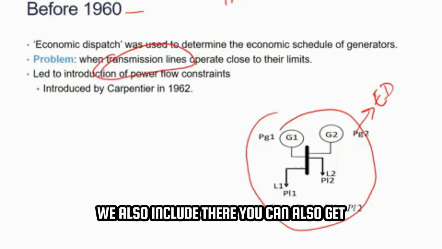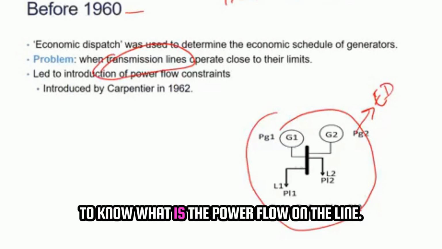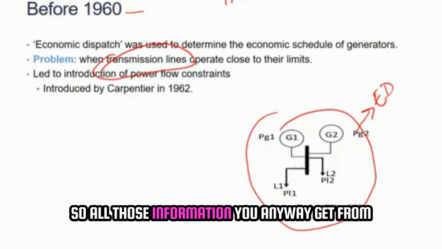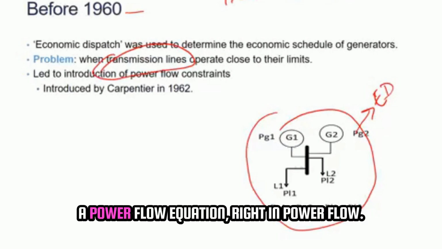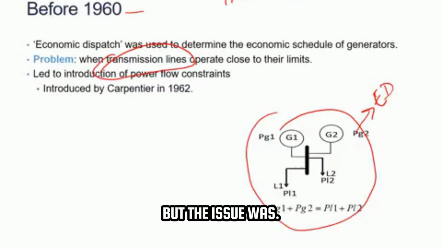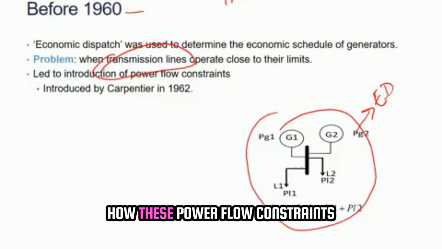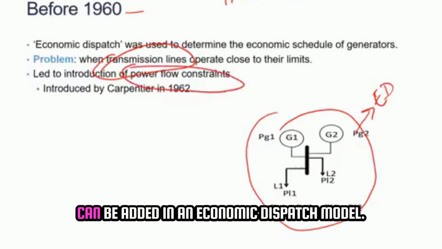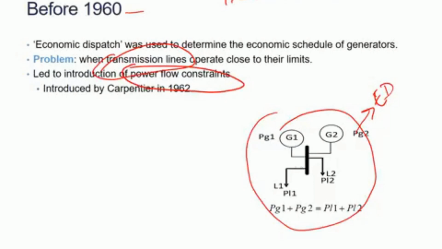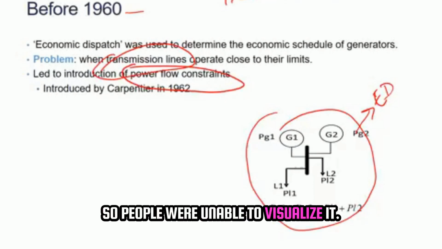We also include there, you can also get to know what is the power flow on the line. So all those information you anyway get from a power flow equation, right? But the issue was, now when we see it, it is very simple, but in those days people were unable to visualize how these power flow constraints can be added in an economic dispatch model.